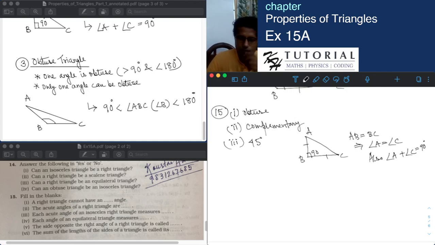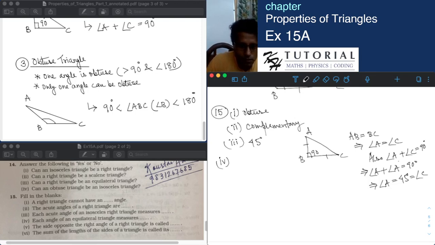as the sum of acute angles of a right triangle is always equal to 90 degrees. So this will imply that angle A plus angle C is equal to 90 degrees, and so angle A plus angle A equals 90 degrees. This will imply angle A is equal to 45 degrees, which is equal to angle C. So each acute angle of an isosceles right triangle measures 45 degrees.